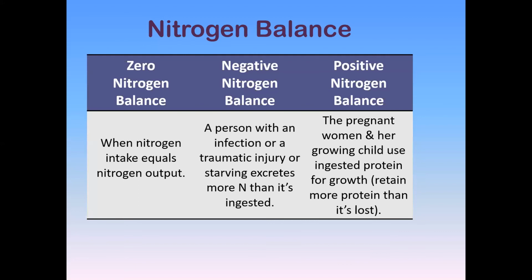But when we are in negative nitrogen balance, this is usually during infection, trauma, starvation. So this means that we are excreting more nitrogen than is ingested. And positive nitrogen balance usually happens in the pregnant woman and her growing child, when we are ingesting protein for growth and retaining more protein than is lost.